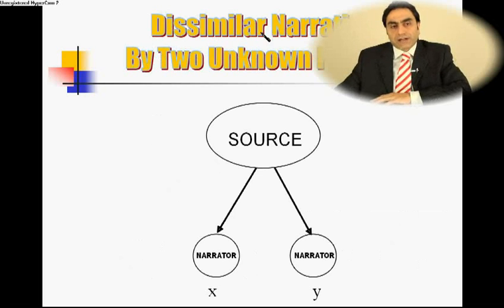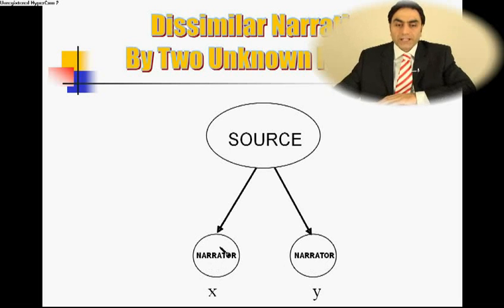And now another kind of narration, dissimilar narration by two unknown persons. Here's the source, and X comes to us with a narration, and Y comes to us with a narration. I named him Y as an indicator to his opposite narration regarding X. Their narrations are different. They are not the similar narration. Maybe the location is different, or one of them changed the event, either partly or wholly.